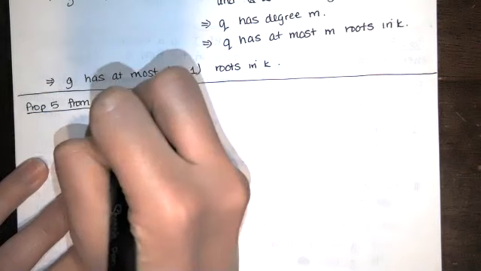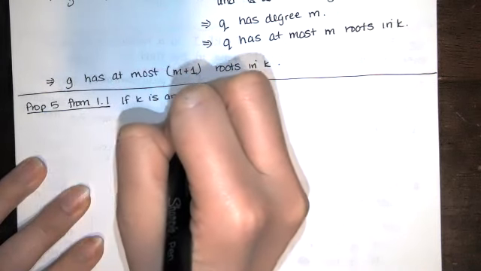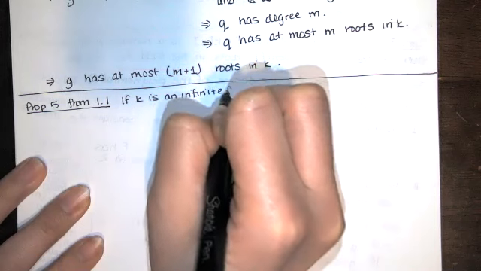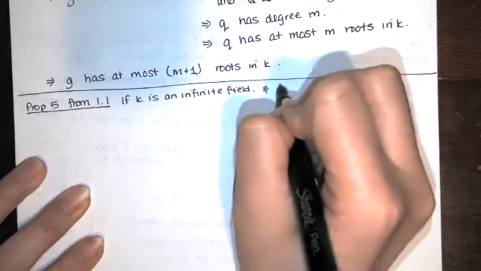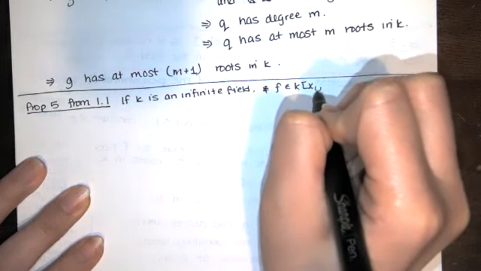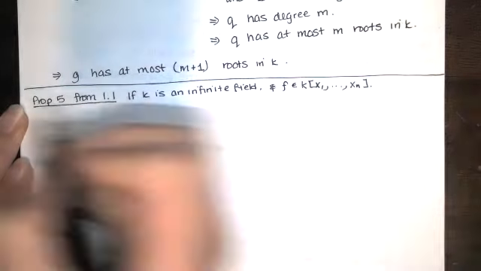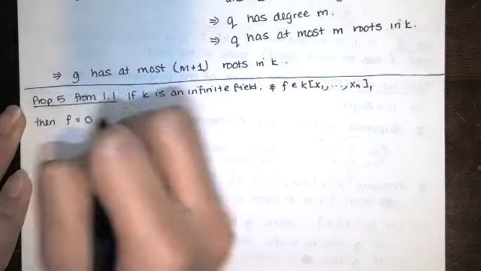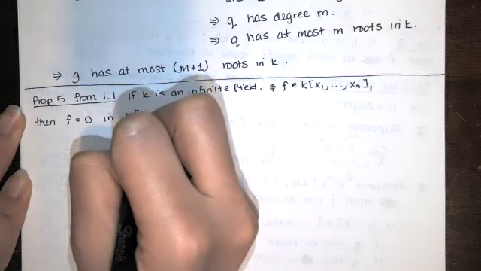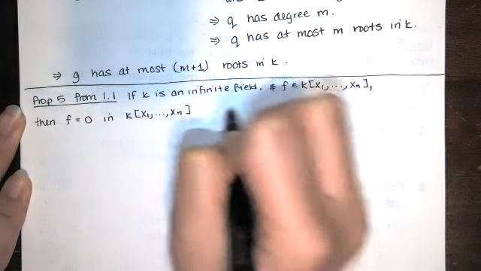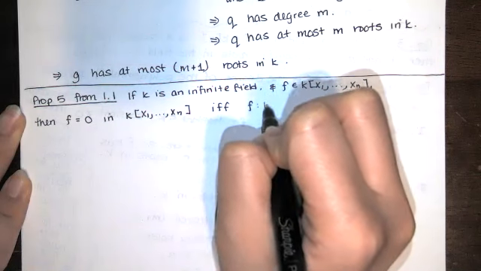But this was the proposition from section 1.1 that we proved earlier. We said that if K is an infinite field, and F is a polynomial in n variables, x sub 1 through x sub n, with coefficients in the field K, then F is the zero polynomial in that polynomial ring if and only if F is the zero function.